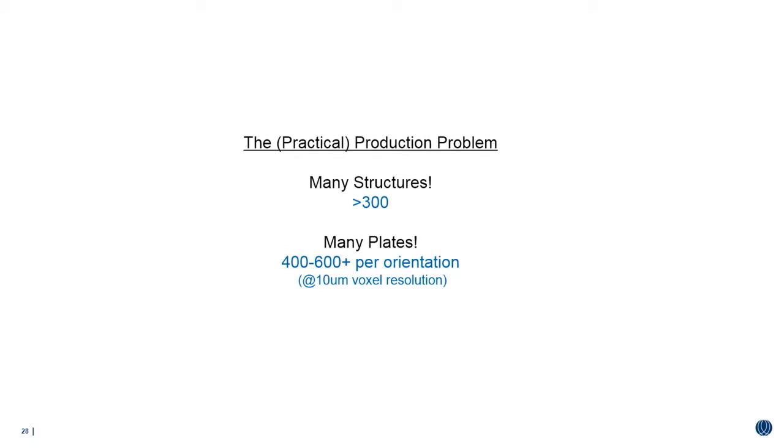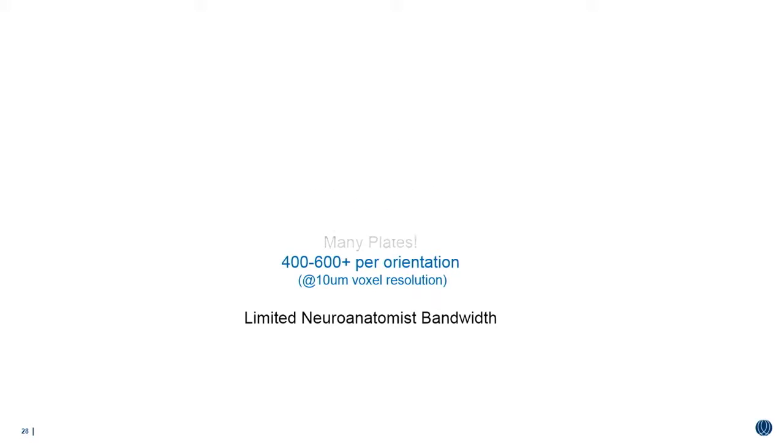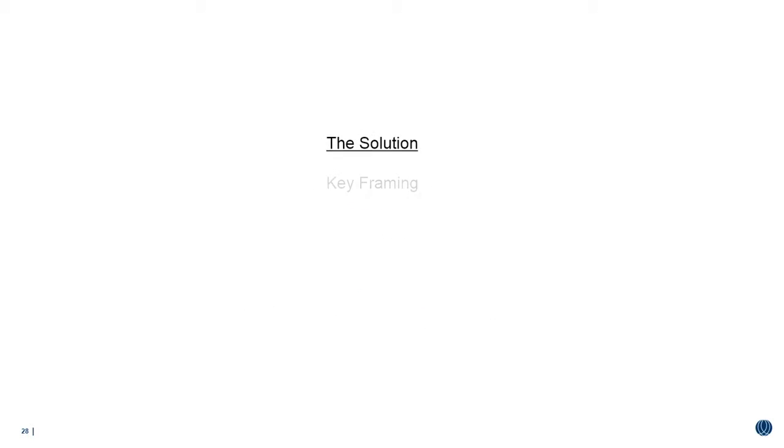So there are a couple practical production problems that we need to address. For starters, there are many structures. We're hoping to get 300, but we're looking, if you include cortical structures, in excess of possibly 500. And there are many plates. Structures run between 400 to 600 plates per orientation at this voxel resolution. And there's limited neuroanatomist bandwidth. There's only one Chuanzin, or for fiber tracks, there's only one Songlin. So the solution is keyframing and fill-in. This is a two-part process, which I'll explain here.